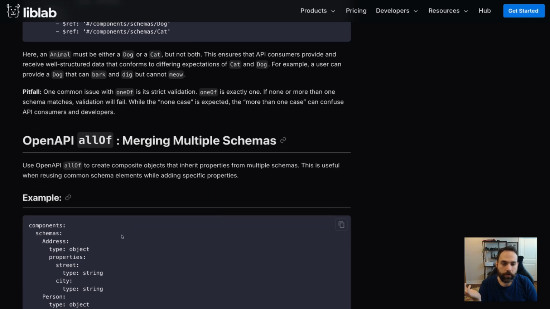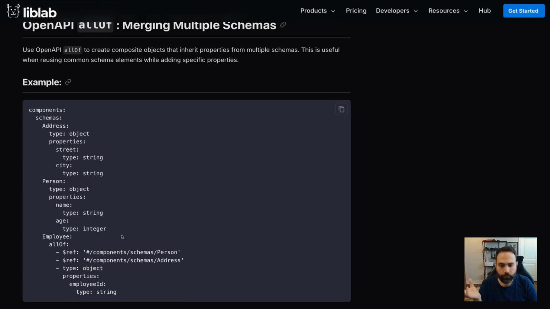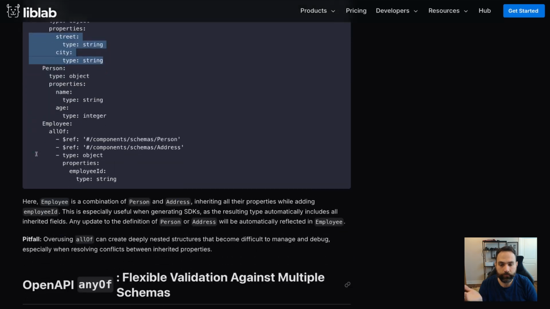And next is allOf. AllOf involves potentially merging multiple schemas. So for example, here we have an employee, and the employee needs to both be a person and have an address, as well as a couple additional properties. And so allOf requires that this employee have all of these. So whereas in oneOf, they can only have one of these two types, and allOf, they need both of these sets of properties. And so here, person needs to have a name and age, and also a street and city. And then they would be properly validated as an employee.